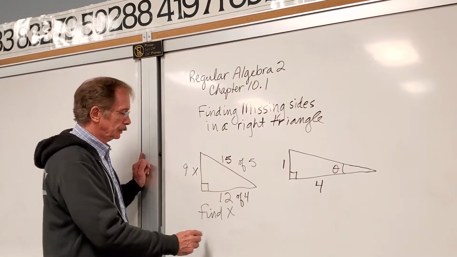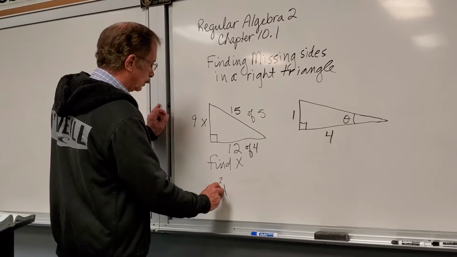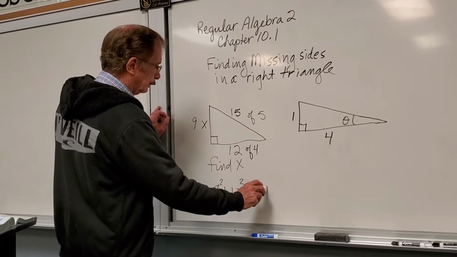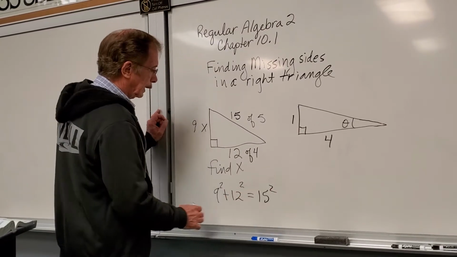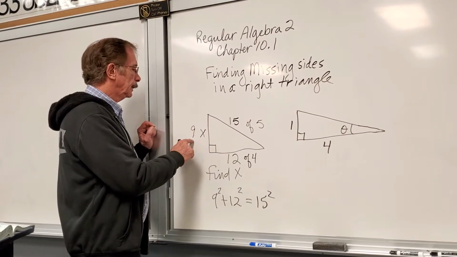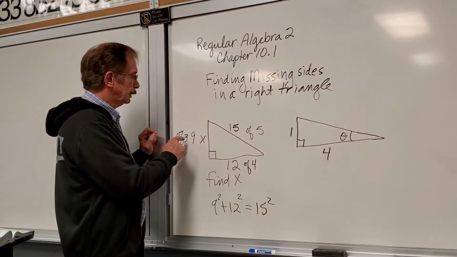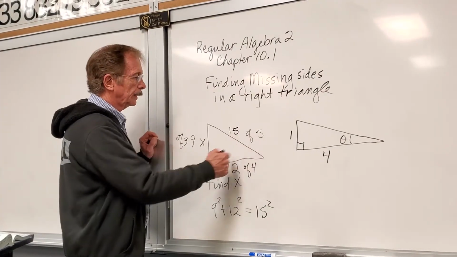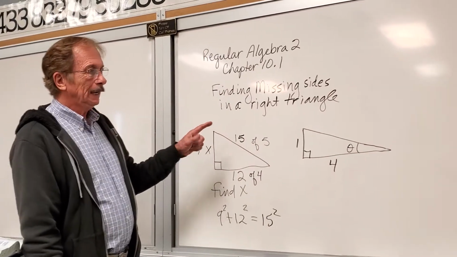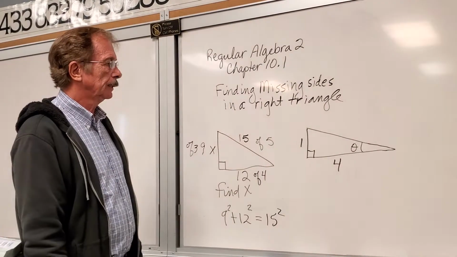Now you can actually do this with 9 squared plus 12 squared equals 15 squared, and realize that it has to be 9 squared. So how did I get 9 so quickly? That's a multiple of 3, and this indeed was a 3, 4, 5 right triangle. So these ratios will ease the length of time that it takes you to do a homework assignment.